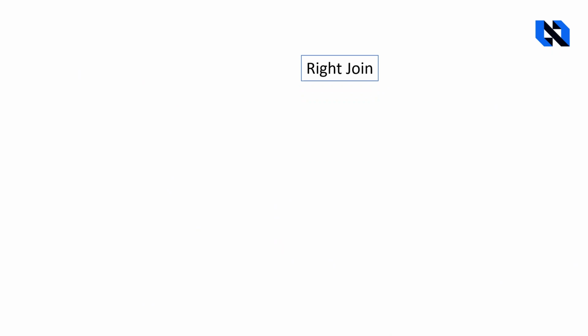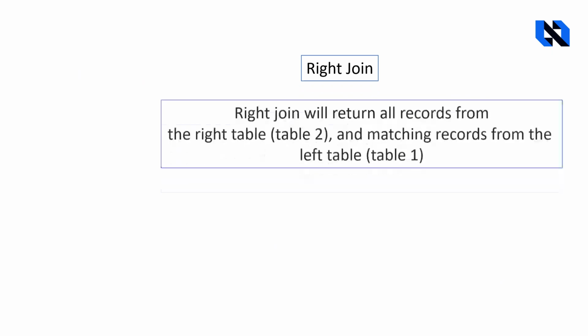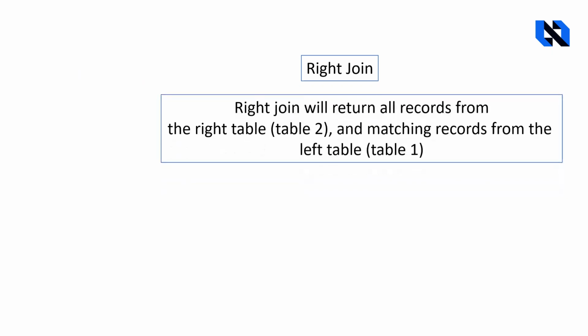The right join, on the other hand, is just the opposite of the left join. The right join will return all records from the right table, which in this case is our department table, and matching records from the left table, meaning that if we do not have matching records from the left table, null would then be returned in place of those non-matching rows.